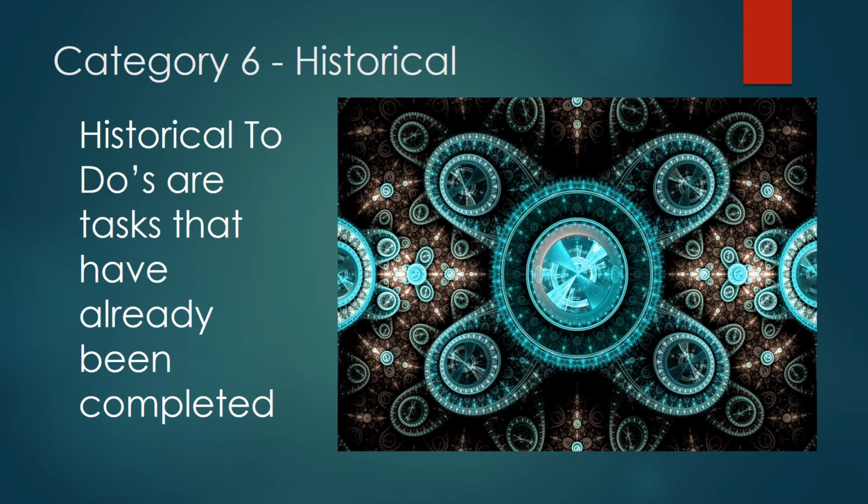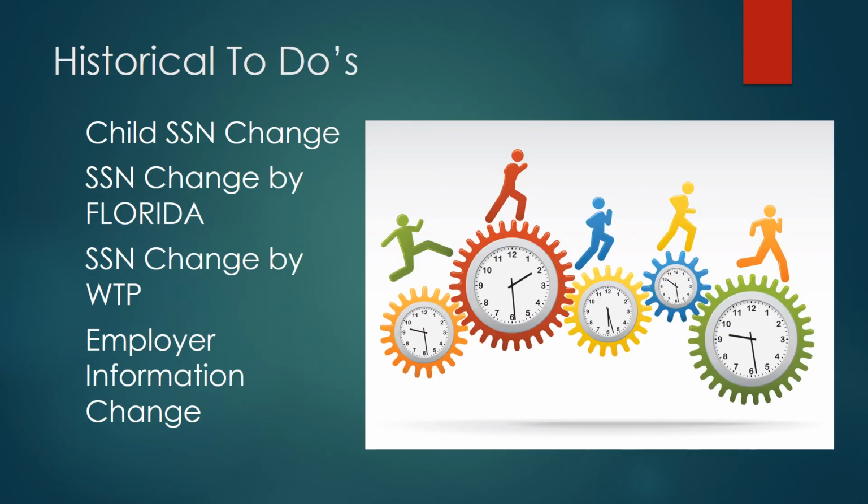The historical to-dos refer to historical tasks which were identified as completed and cleared or confirmed from another to-do list category. The historical to-dos often alert the career specialist of a change in the SSN of a customer by Florida or at the state level. The historical to-dos will also notify of any employer information change, which both may require updates in the OSST system.